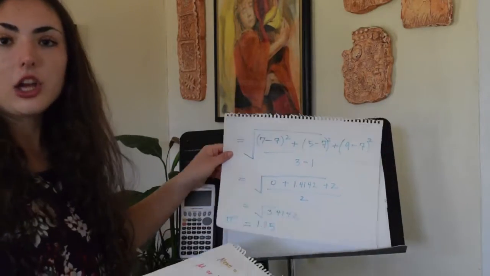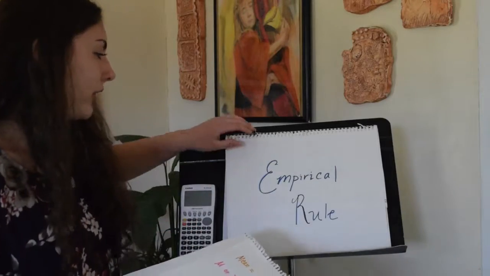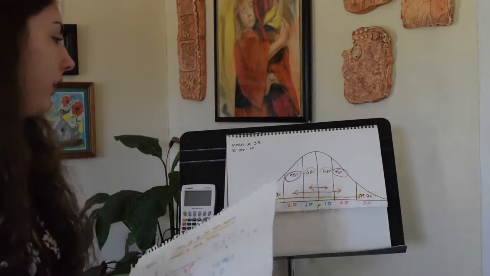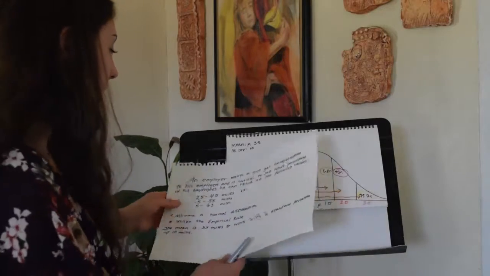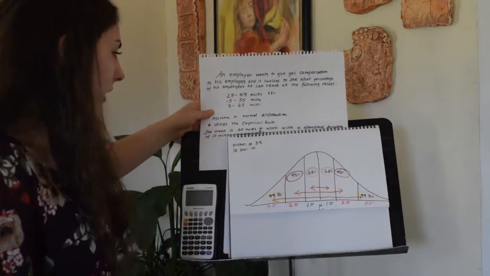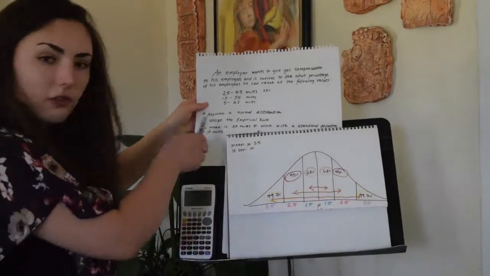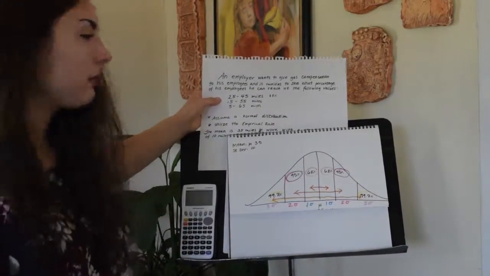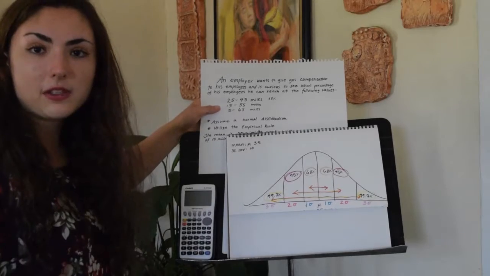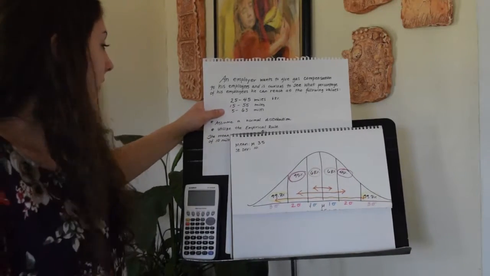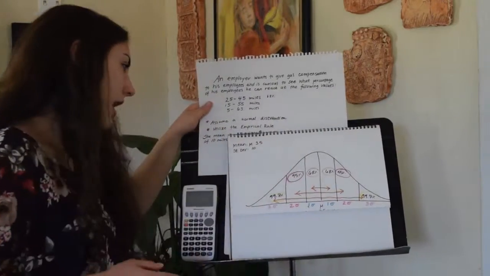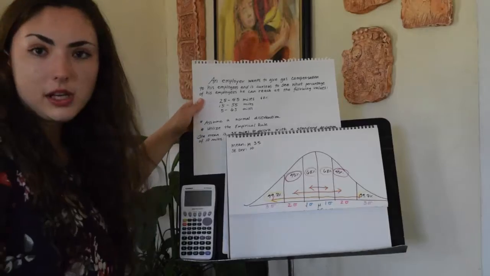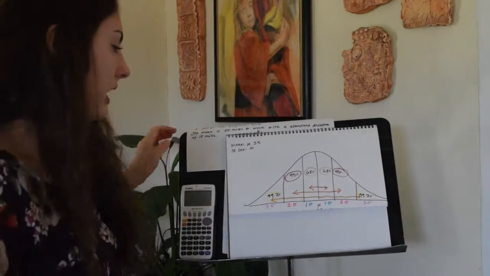All right, let's go back to our problem now, and we are now going to be utilizing the empirical rule with our problem now that we understand what the standard deviation is and what the mean is. So the employer wants to give his employees gas compensation at the following different mileages. We have the 25 to 45 miles, the 15 to 55 mile point, and the 5 to 65 miles. So we have the normal distribution. We're going to be utilizing the empirical rule, and the mean is 35 with a standard deviation of 10.